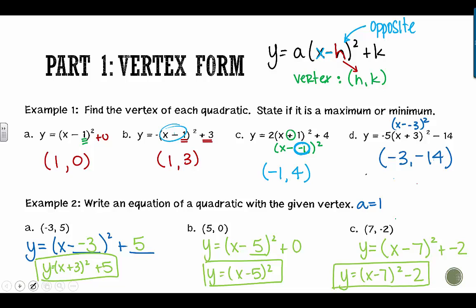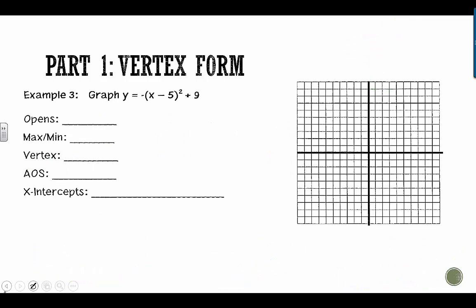So now that you're kind of familiar with vertex form, let's graph something in vertex form. So easy things to pick out are which way it opens, if you have a max or a min, and your vertex. Your axis of symmetry comes along with that, and then we can find our x-intercepts just like we have in the past. So the first thing to notice is that this is negative, so that means it's going to open down.